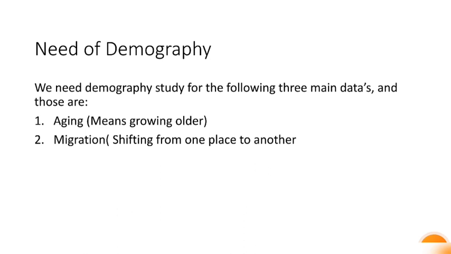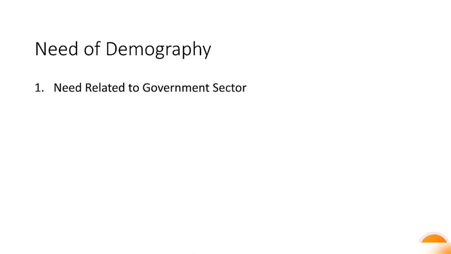So the need of demographic study is basically divided into three main categories. Three main kinds of data are related. One is aging, meaning growing older and older. Second one is migration, and third one is birth rate. So these three basic data we need for defining the need of demographic study in our country.